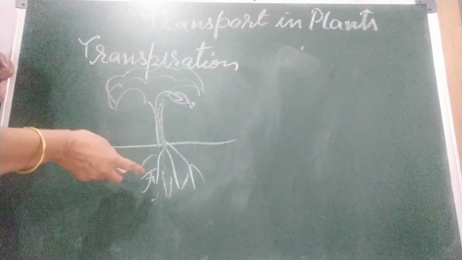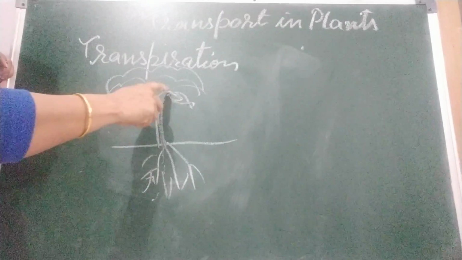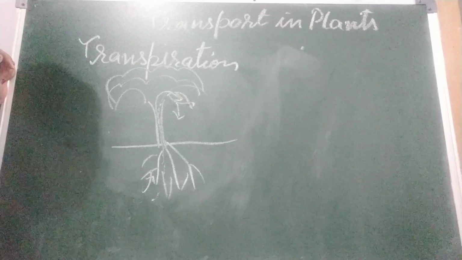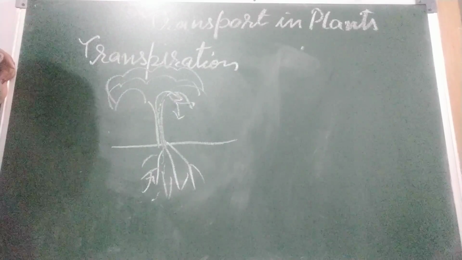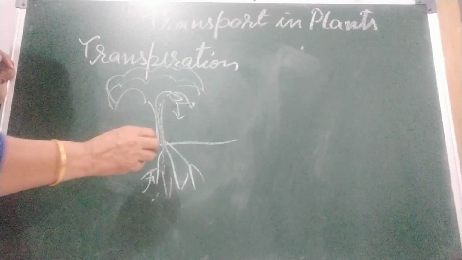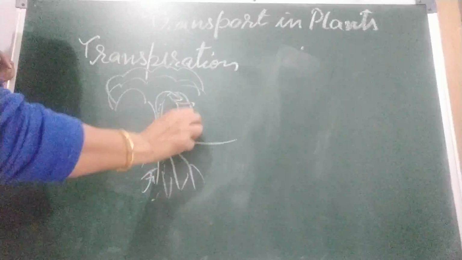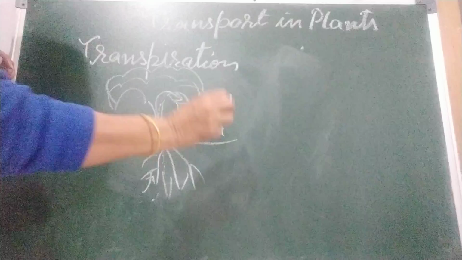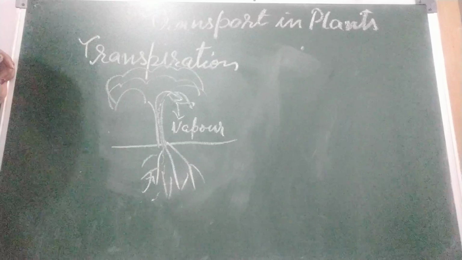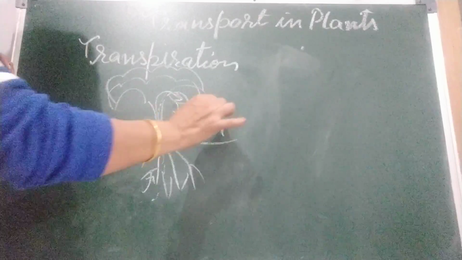Excess water keeps on going, and this water does not stay in the leaves; it moves out through the leaves, and we call this process transpiration. The loss of water from the plant in the form of water vapor is called transpiration. It mainly occurs through the stomata present in the leaves.